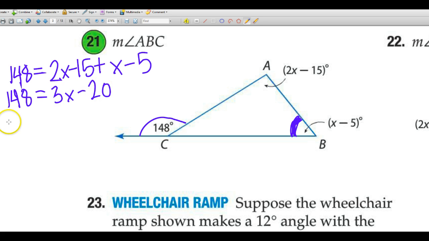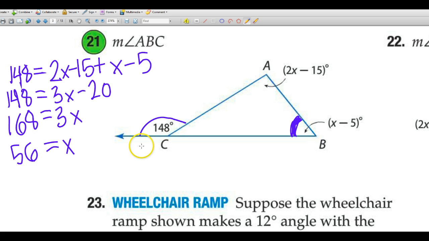We can add 20 to both sides. That gives us 168 equals 3x. And we divide both sides by 3. And x is equal to 56. Once we have x, we want to find the measure of angle ABC. So ABC is equal to x minus 5. So substituting in 56 for x, we get 51 degrees.